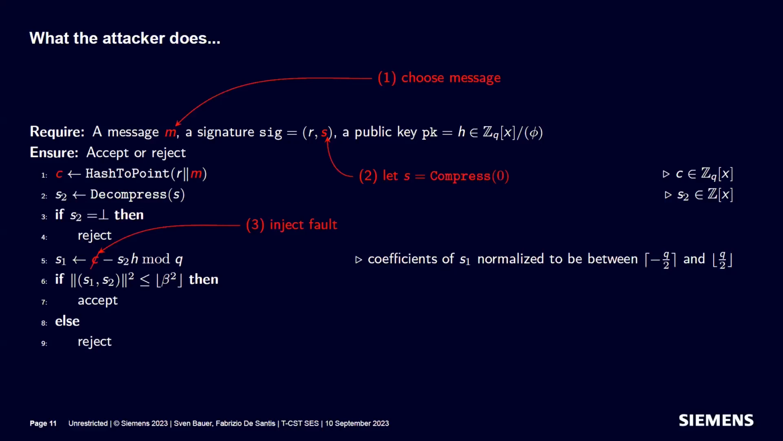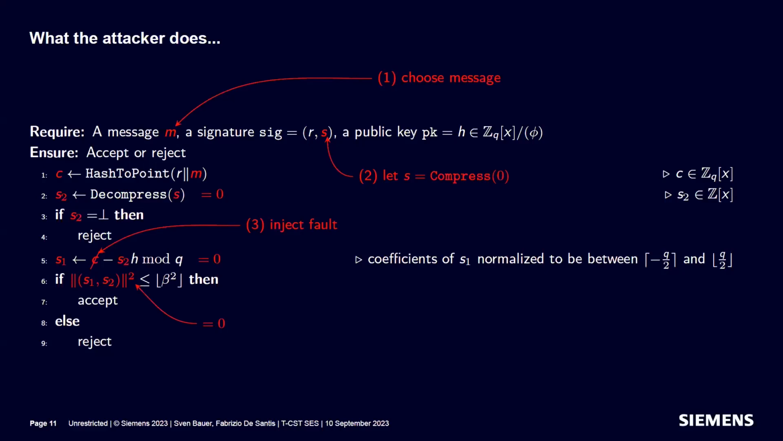The shortest vector is 0, just make it 0. How do you make S1, S2 0? Well, if S2 is 0, then S1 is 0. S2 is actually part of the signature's input. So you just replace the input S with a compressed version of 0. This gets decompressed to 0 here. S2 would be 0 then. That makes S1 0. That makes the whole vector 0. 0 has length 0. It's definitely short enough. No problem. Verification passes.